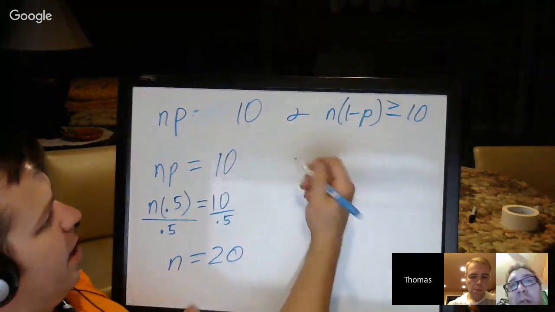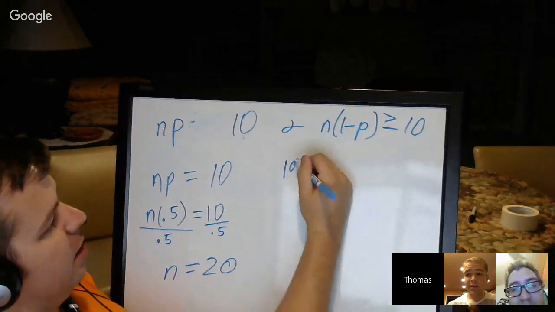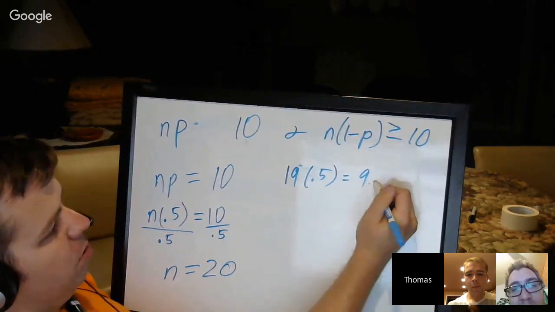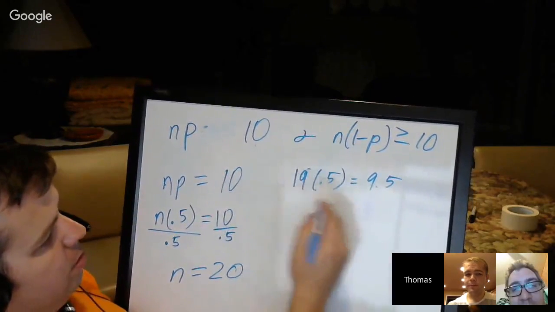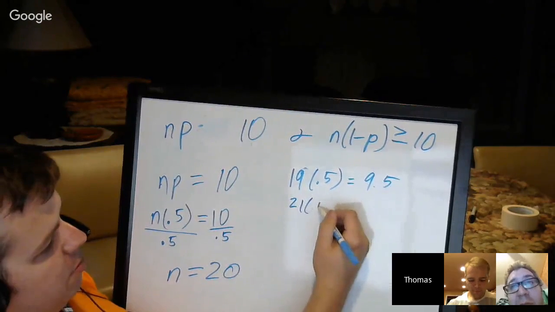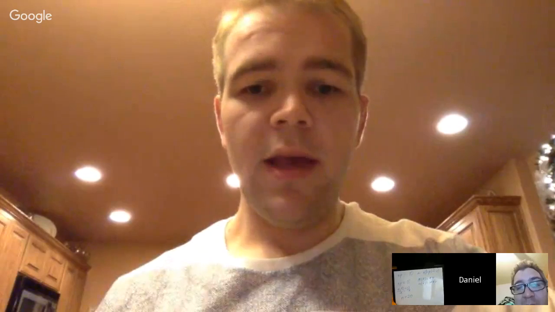So if you want to check that out, just plug in 20. Well, let's not do 20 because that's what we just got. Let's try 19. Does 19 satisfy it? 19 times 0.5 gives us 9.5, which does not fit our requirements. And you can try the other way around. 21 times 0.5 will be 10.5. All right, it froze again. So did you get that? Yes, I did follow that.